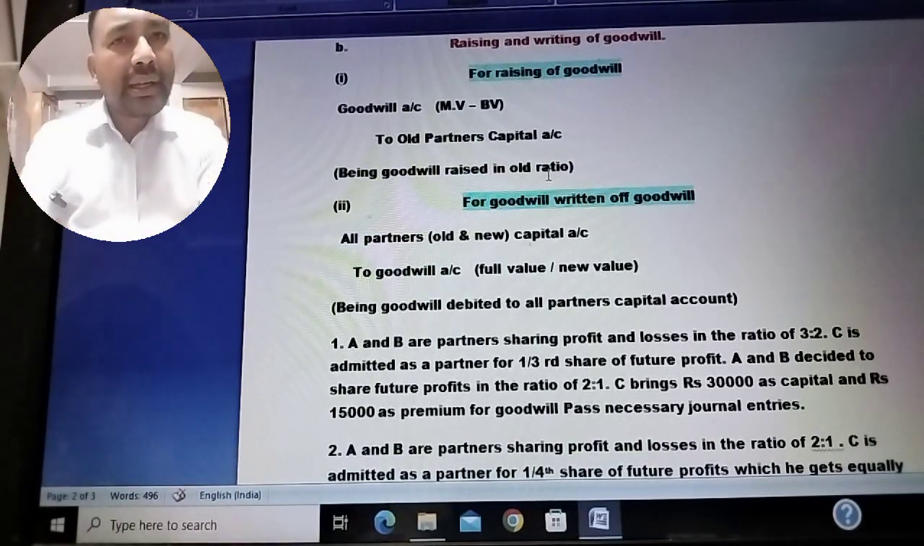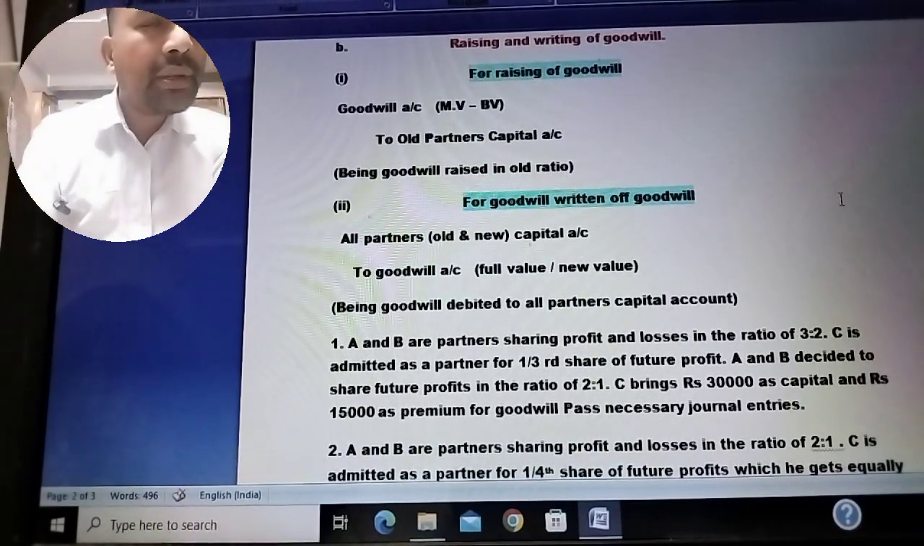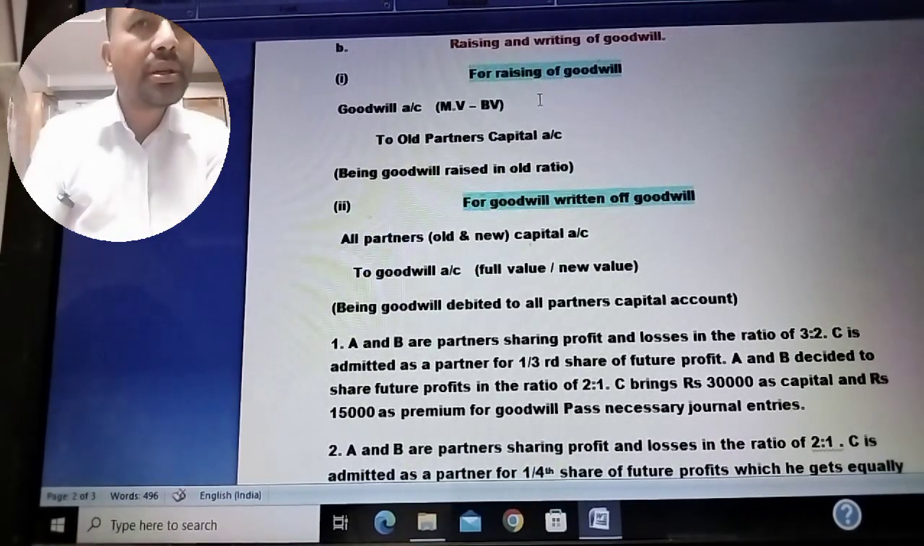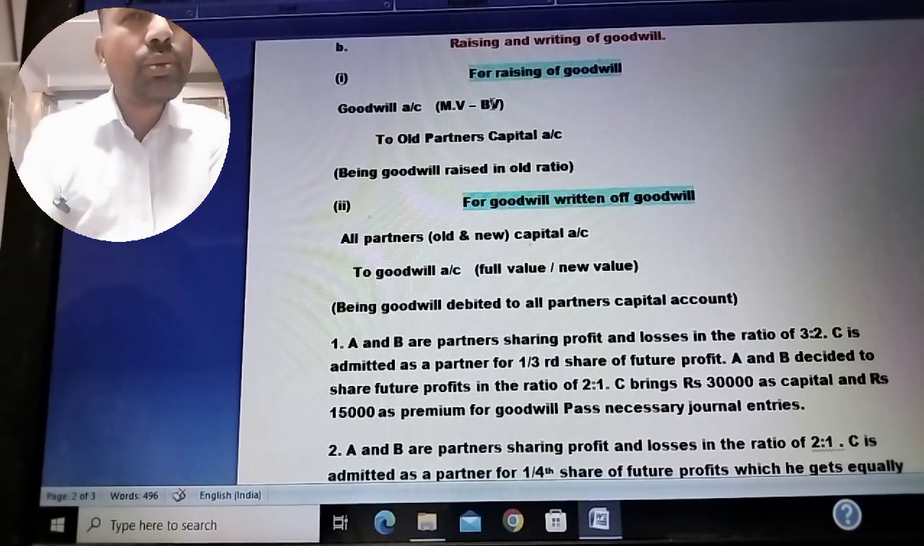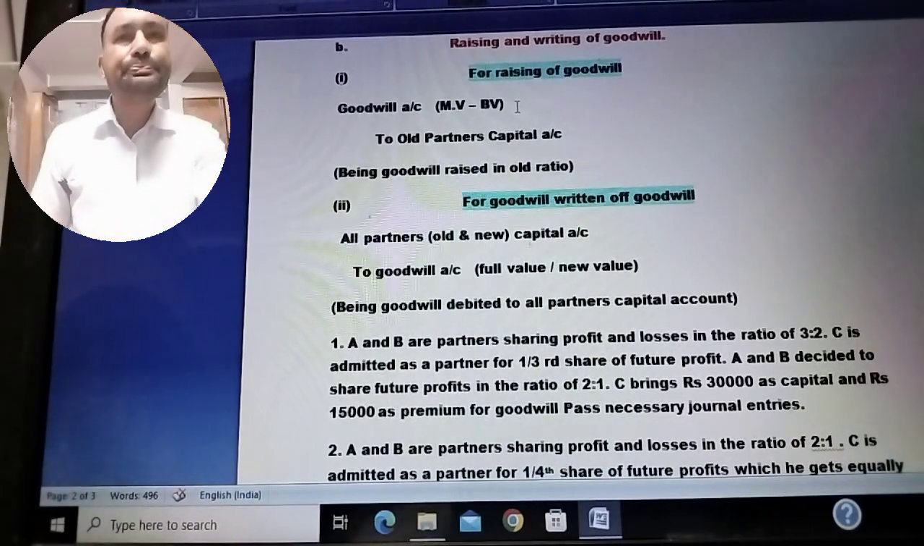So if goodwill does not appear in the balance sheet and the new value is 50,000, then you have to debit goodwill by the full amount, that is 50,000. So if book value does not exist, then you have to assume it as zero. For market value, you have to take just the market value.